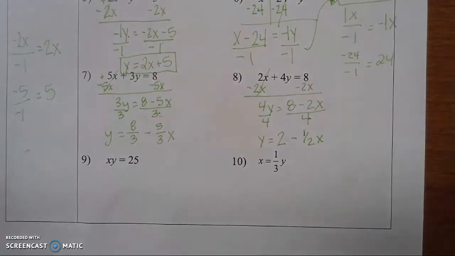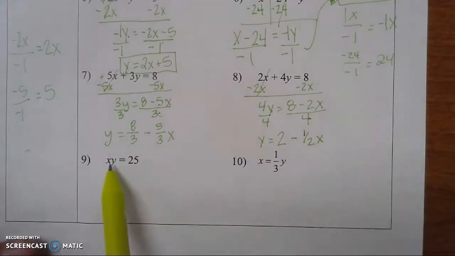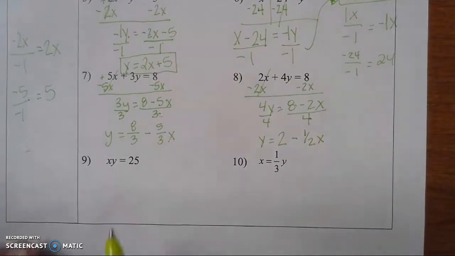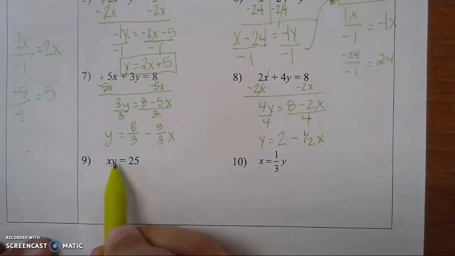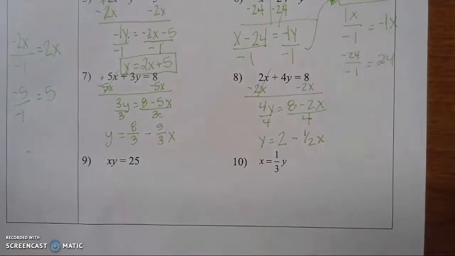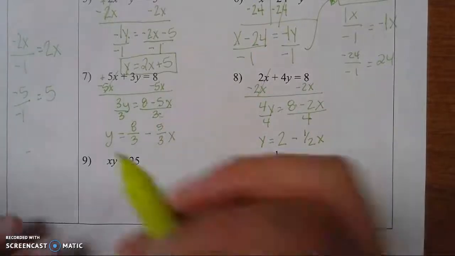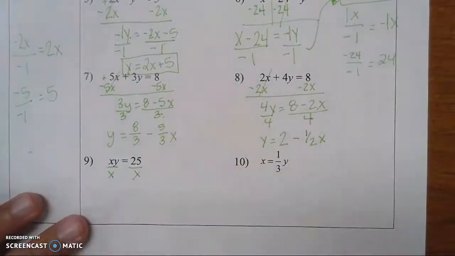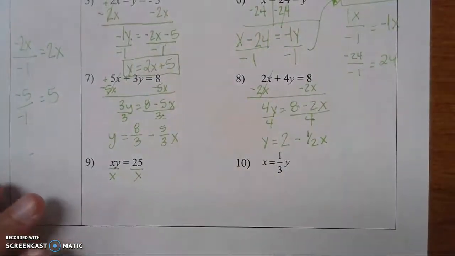Alright, and the last one down here. So we have xy equals 25. So same thing, we still want y by itself, which means we need to move this x. So what does it mean when a variable is shoved up next to another variable? Well, that means that they're multiplying, so the opposite of multiplying is to divide. So I'm going to take both sides and divide it by x.